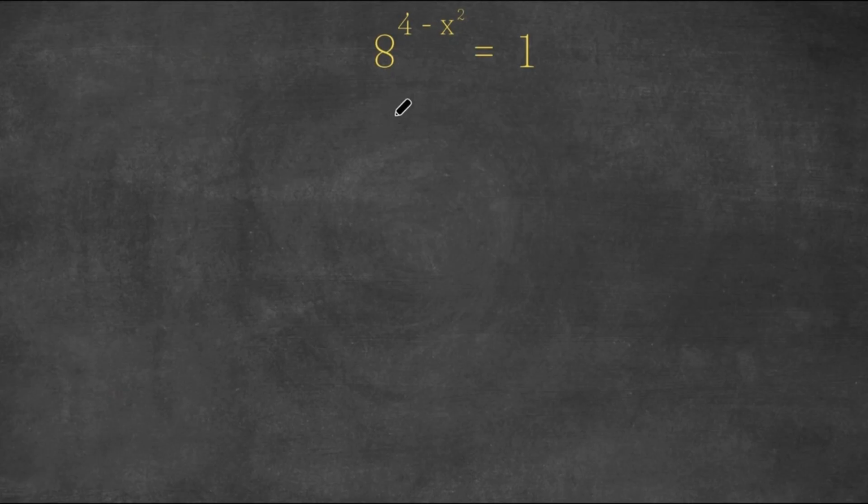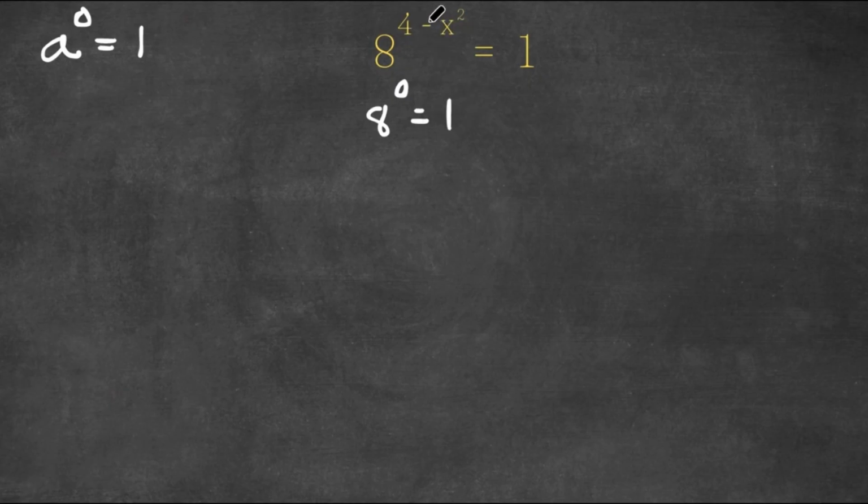In today's video, I'm going to be teaching you guys how to solve this exponential equation. So we have 8 to the power of 4 minus x squared is equal to 1. Now, if you didn't already know, let's say we have the variable a to the power of 0 is equal to 1. So anything to the power of 0 is equal to 1. The same goes for 8: 8 to the power of 0 is equal to 1 as well.